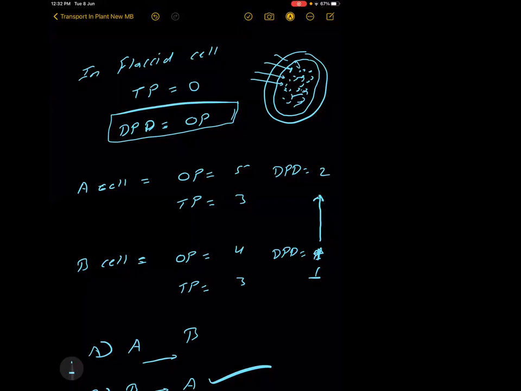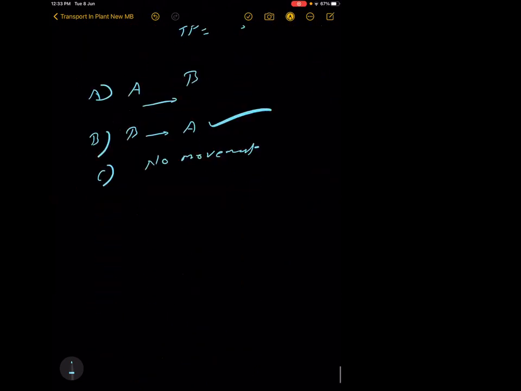Only OP can be more, OP and DPD. So you can say OP is high or DPD is high, because it is thirsty. Means in short, you can say concentrated cell, it is more thirsty. It means more DPD, more OP. If a turgid cell, if a dilute solution is there, it means no DPD, no chance of water molecules entry. So DPD is 0. Just TP is high at that time in turgid cell. So these are some direct questions.